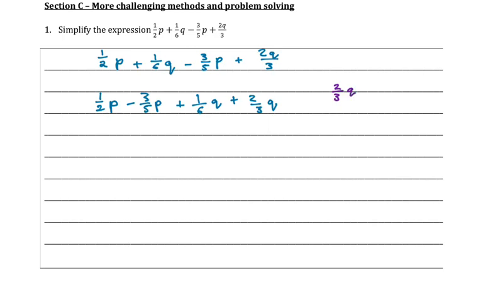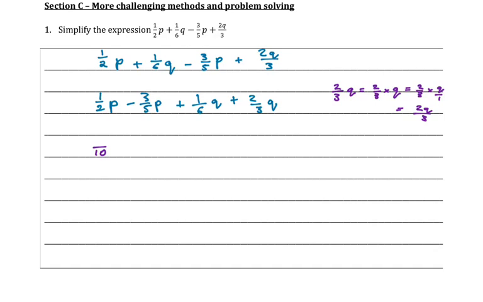So 2/3 q we could think of as being 2/3 times q, which is the same as 2/3 times q over 1. And 2/3 times q over 1, well, we multiply the numerators, which is 2q, and the denominators, which gives us 3. So 2/3 of q is indeed the same as 2q over 3. It's similar to timesing a whole number by a fraction.